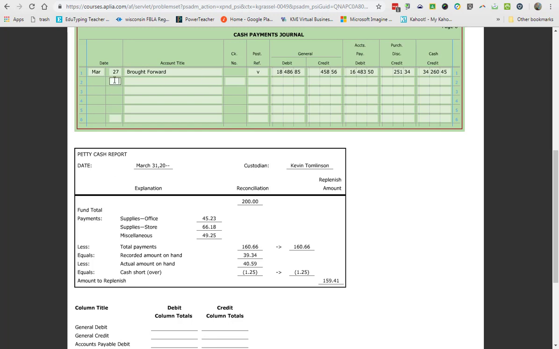Let's journalize this. What is the date of our transaction? The 31st. You typed it already, right here. What's my first account? Supplies office. Source document is C536. I'm going to debit that for $45.23. Then I'm going to do supply store. I'm not doing my cash yet because I want you to think about that. I'm going to do my miscellaneous expense.